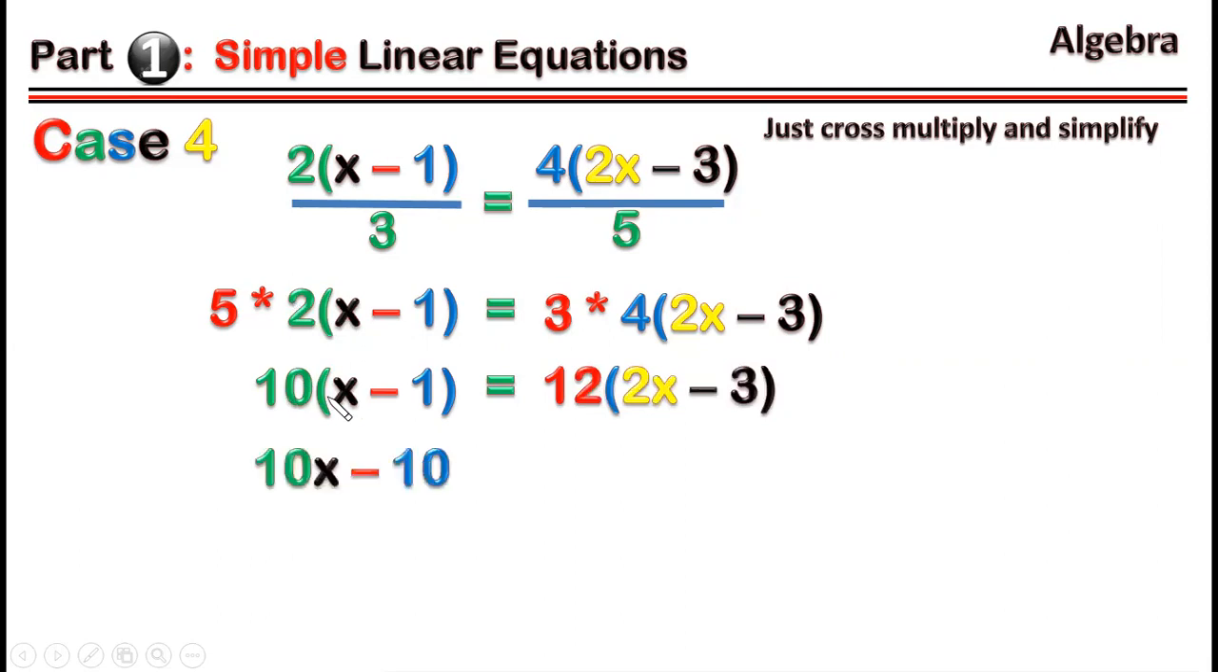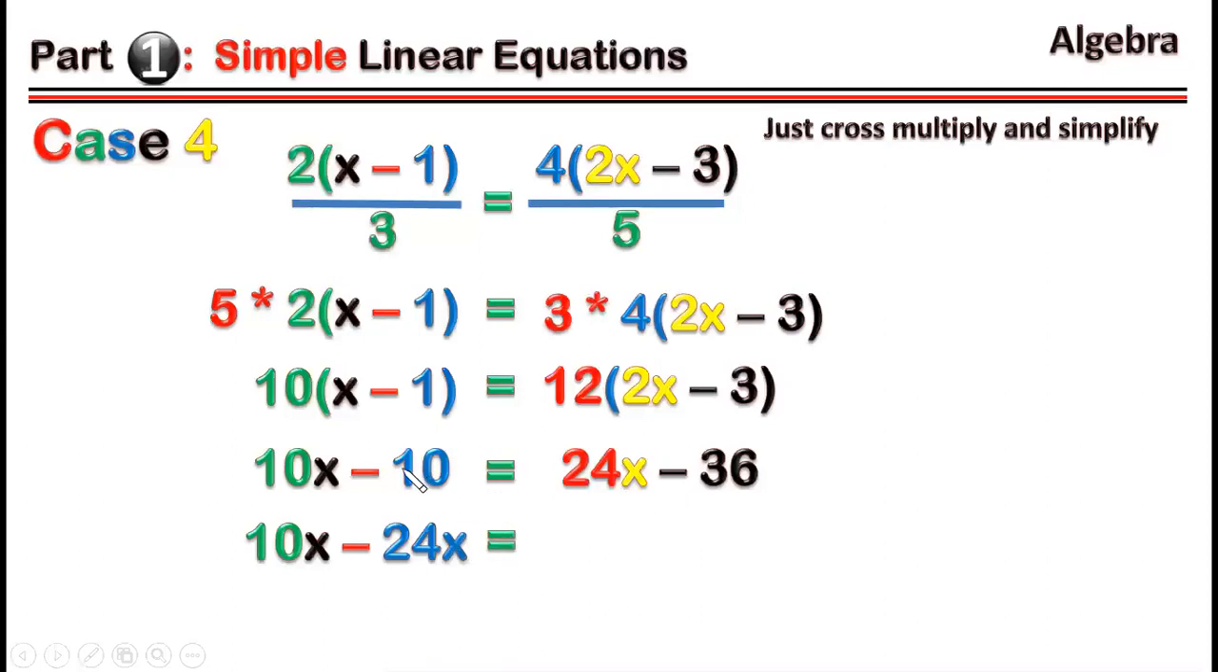10 times x is 10x. 10 times minus 1 is minus 10. So this is equal to 12 times 2x, which is 24x. 12 times minus 3 is minus 36. Bring like terms together. So we have 10x. Bring this 24x to the left-hand side. So we have 10x minus 24x. And this should be equal to, you carry minus 10 to the right-hand side, it becomes plus 10, minus 36.